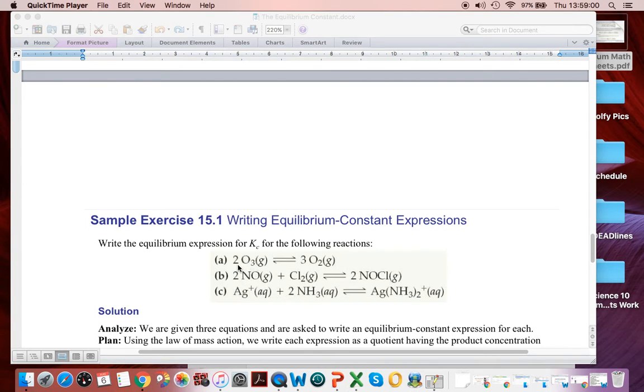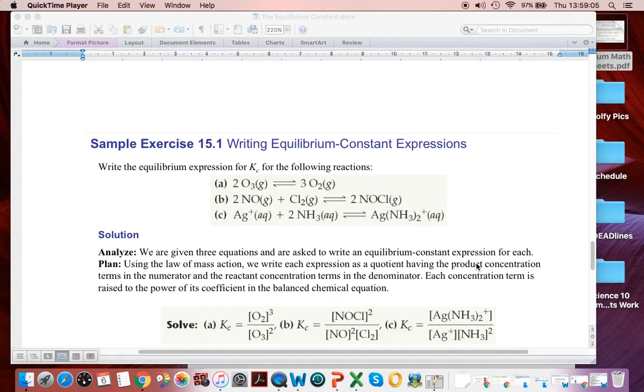And so here we have 2 O3 and 3 O2s over here. So no surprise, O2 cubed over ozone, O3 squared. These things are all gases, so there's our NOCl squared over NO and the Cl2 to the power of 1. And here we have a bunch of ions, they're all aqueous, and so products divided by reactants, and we have to remember there's a 2 there.